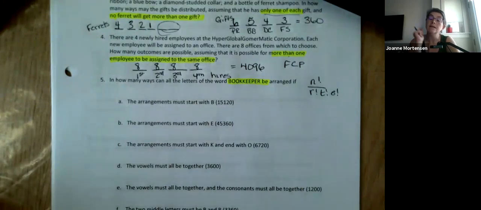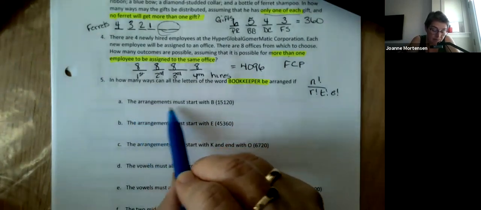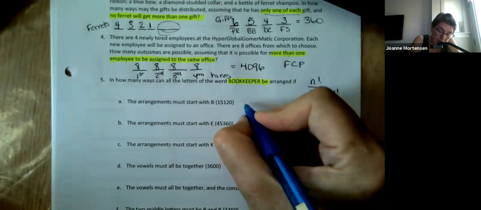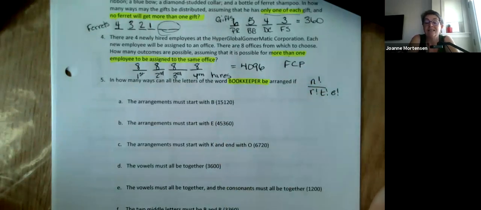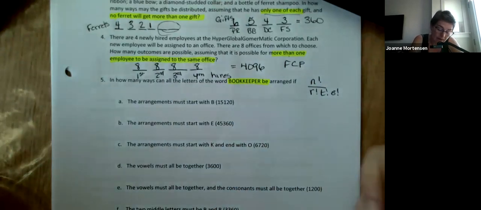However, this one got a little fussy. And I've also given you the answers for it. The arrangement must start with a B. So this is how you do these. And I would suggest we do 1. Do 1, then you should pause the video. Once you've seen how it's done, you should be able to do the rest of them.